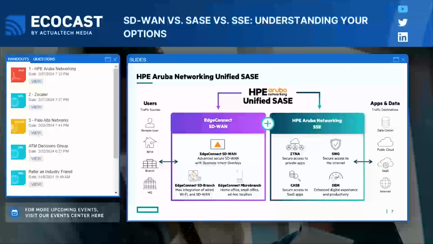HPE Aruba Networking SASE was designed with two philosophies. First, provide the best connectivity for the most difficult networks. Whether this is a lossy satellite connection or a low bandwidth DSL line, our Edge Connect SD-WAN has you covered. Two unique capabilities to mention here. First, path conditioning. Combine adaptive for error correction, you can overcome the most difficult, challenging line. No more midnight calls about that slow line in Brazil.